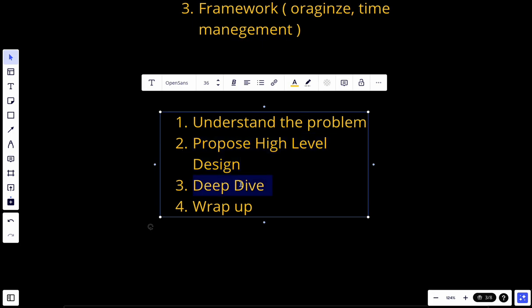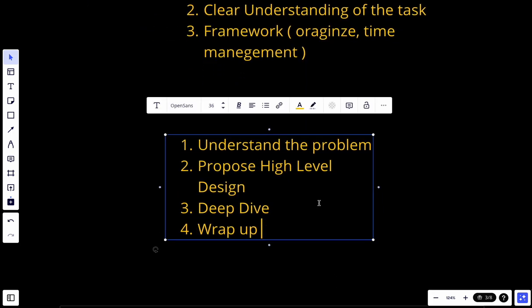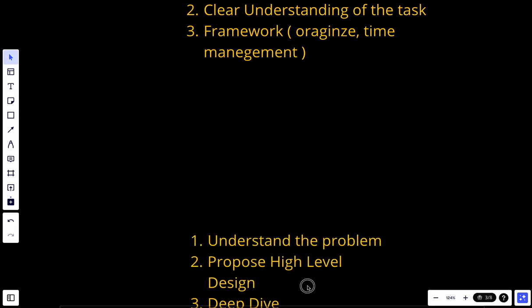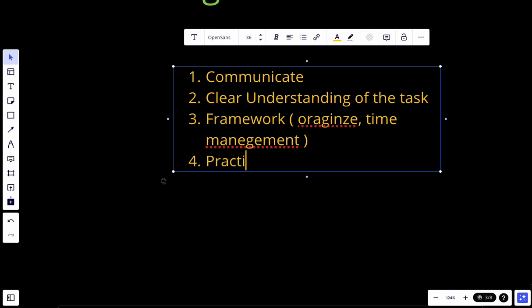In the deep dive, you add more complex components to your base design to make sure that you are gathering all the requirements your interviewer wants. And in the wrap up, you discuss all the things that have happened in the past three steps, and maybe you could talk about improvements and future threats that you could face in your system. And number 4, which is more important, is that you should practice all the time.